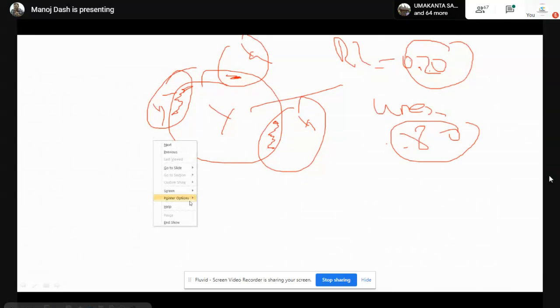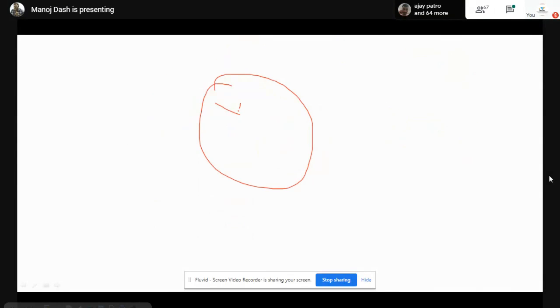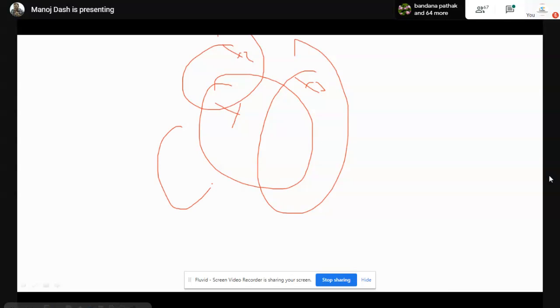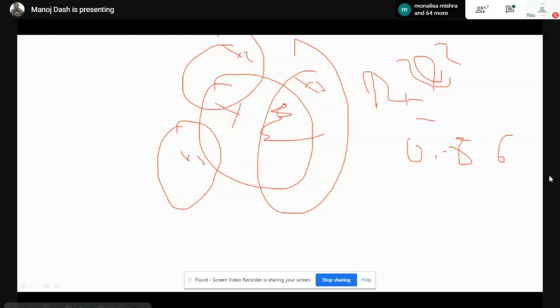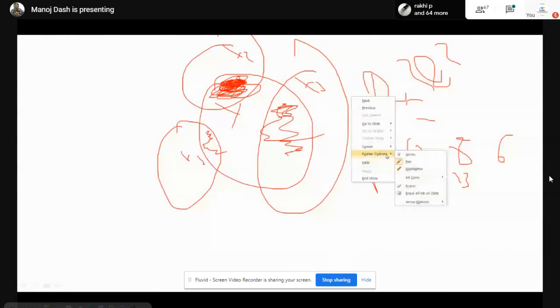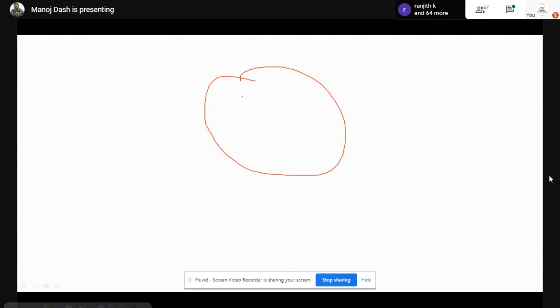Suppose I take another example. If this is Y, this is X1, this is X2, and this is X3, and I can find out R square is equal to 0.86. What does it mean? 86% explained. This is the percentage of variation of Y explained by X1, X2, and X3. So it means only 14% of variation is not explained. Clear? If this is Y, this is X1, this is X2, this is X3, what is R square?